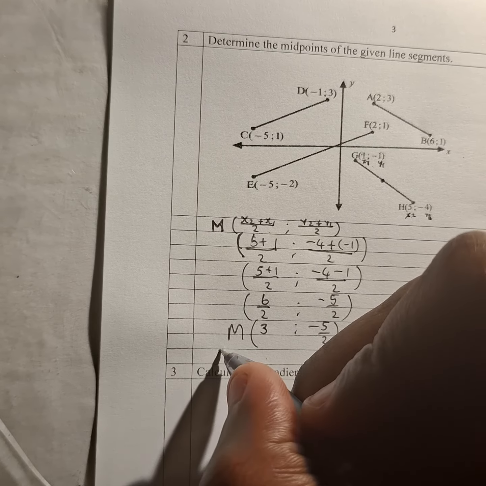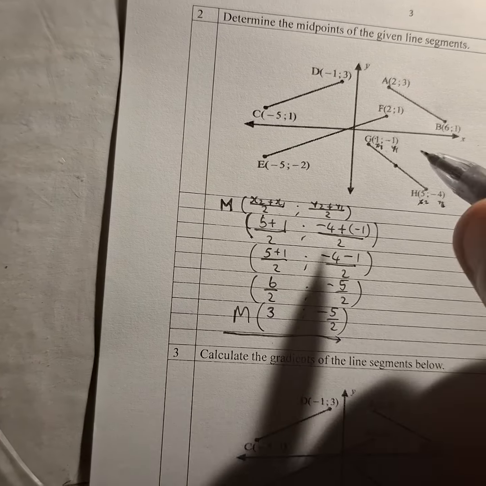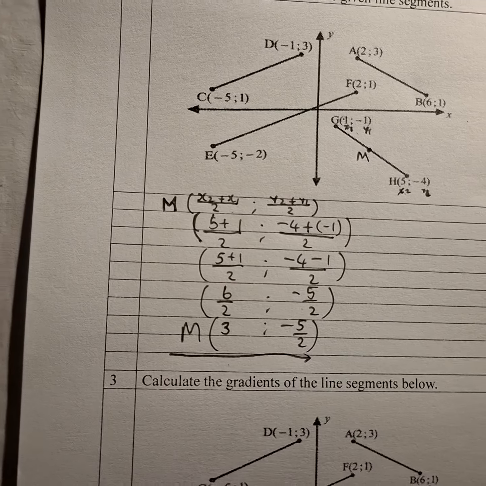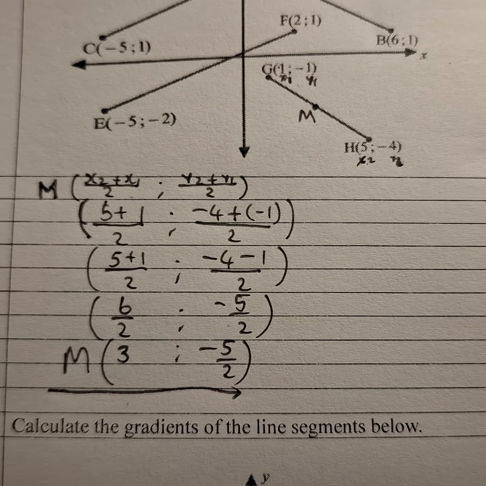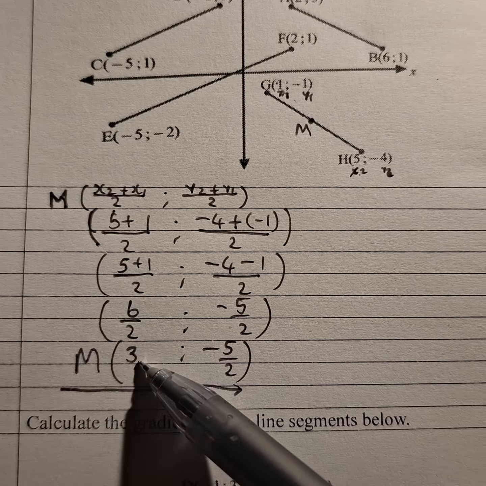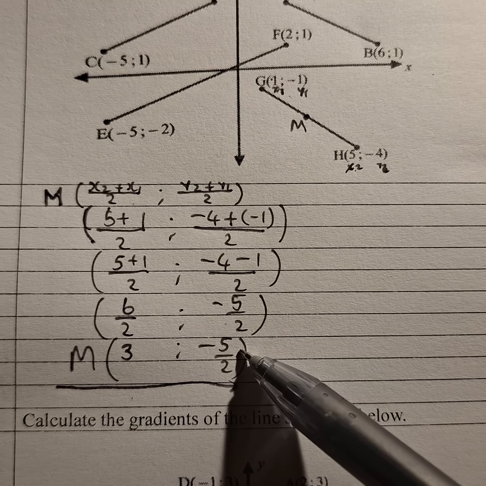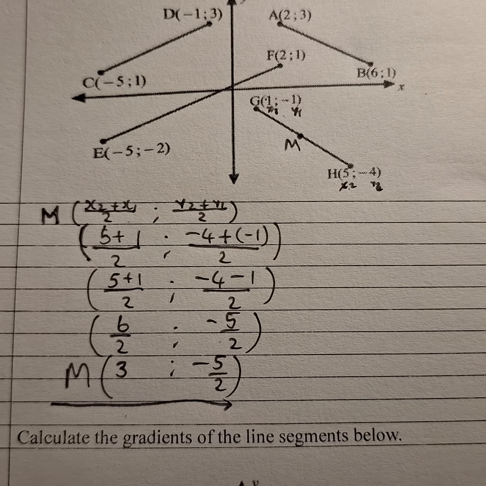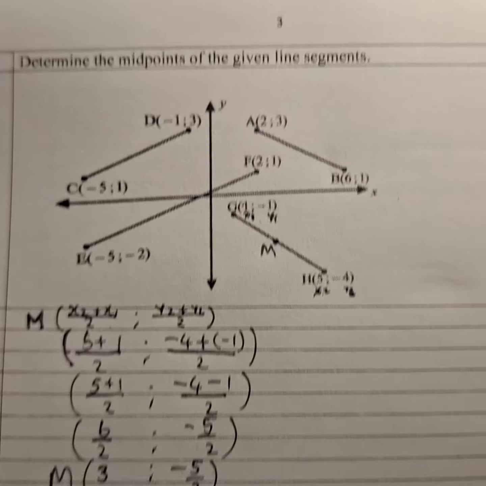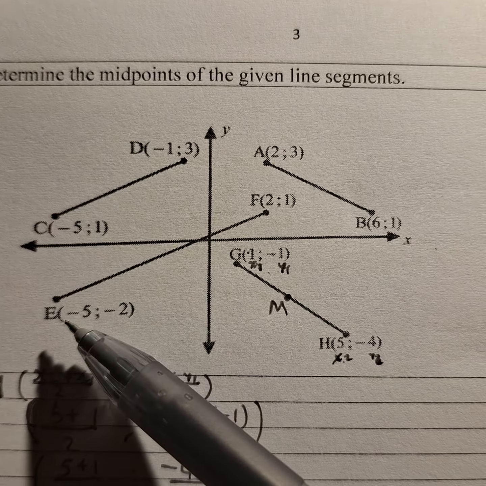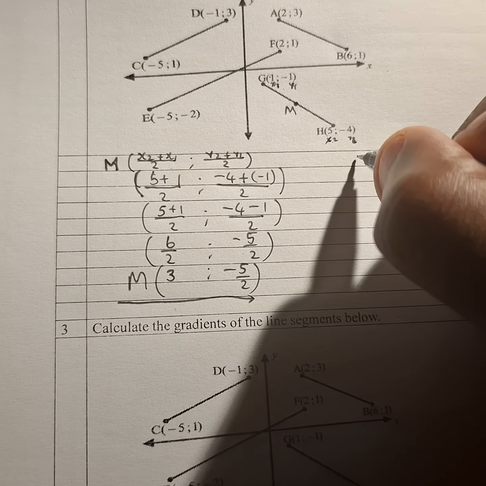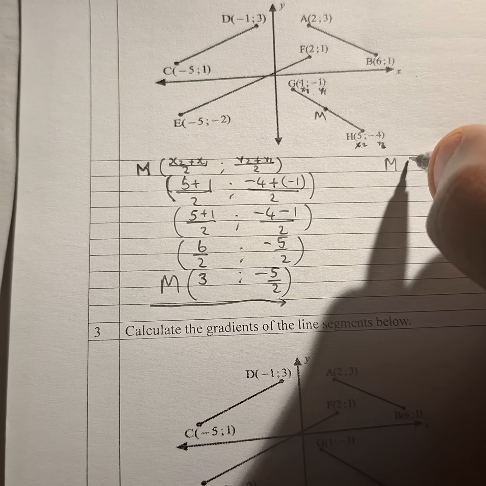So the coordinates for our midpoint: the x coordinate of the midpoint is 3, and the y coordinate is negative 5 over 2. I think that was really straightforward. So what you can do is pause, and then go ahead and find the midpoint of EF, CD, and AB. Something else to note is that we could have used our letters instead.